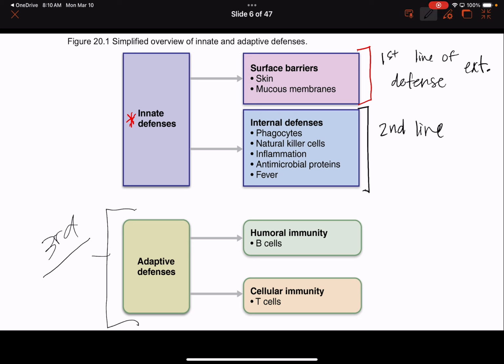So this includes your humoral immunity, which is going to be mostly antibodies. We'll talk about that a little bit later. That's going to be carried out by your B cells. And then cellular immunity, where cells attack those things that are foreign, and that's going to be your T cells. Specifically your cytotoxic T cells, but helper T cells will help get them activated. And these are also going to be internal.